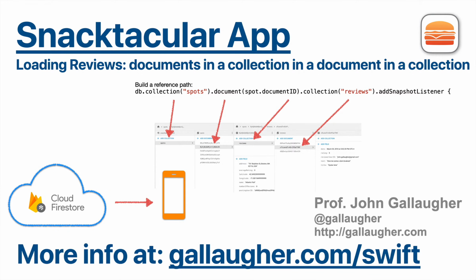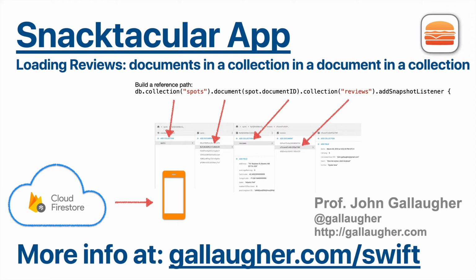Swifters who can save, let's be sure that you're also legends who can load. Reviews, that is. In this video, we're going to load our review data, and we're going to do this by setting up a snapshot listener that listens for changes in our collection inside of a document inside of another collection. Now, we'll first issue this as a challenge.